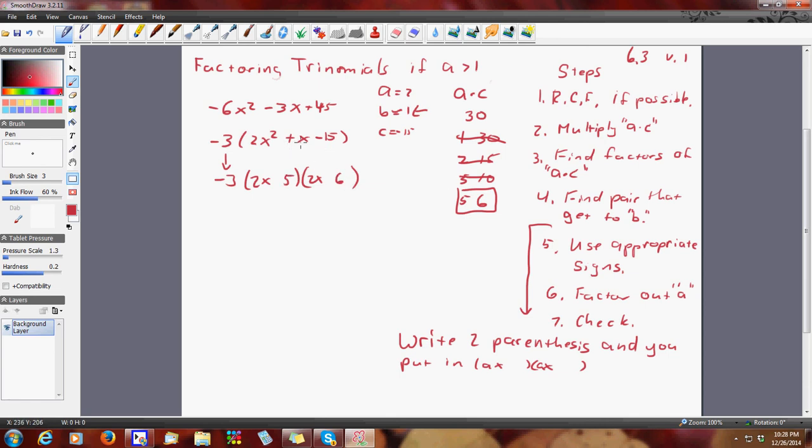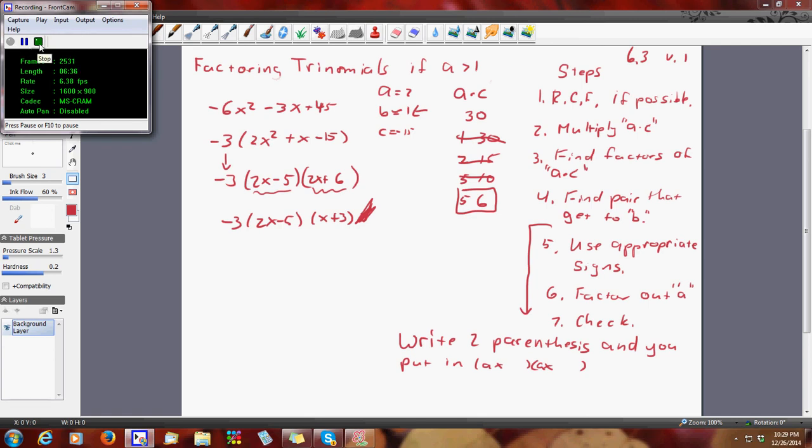I use the appropriate signs. The 6 has to be positive, the 5 has to be negative, because the x is positive and my b is positive, my c is negative. Here, I can't factor anything out, but here I can factor out the 2. Keep that 3. I'm going to factor out the 2. x plus 3. You get the 2, but that 2 has to go away because I added in 2 extra. That's it. Hope this makes sense. Hope you can use it.